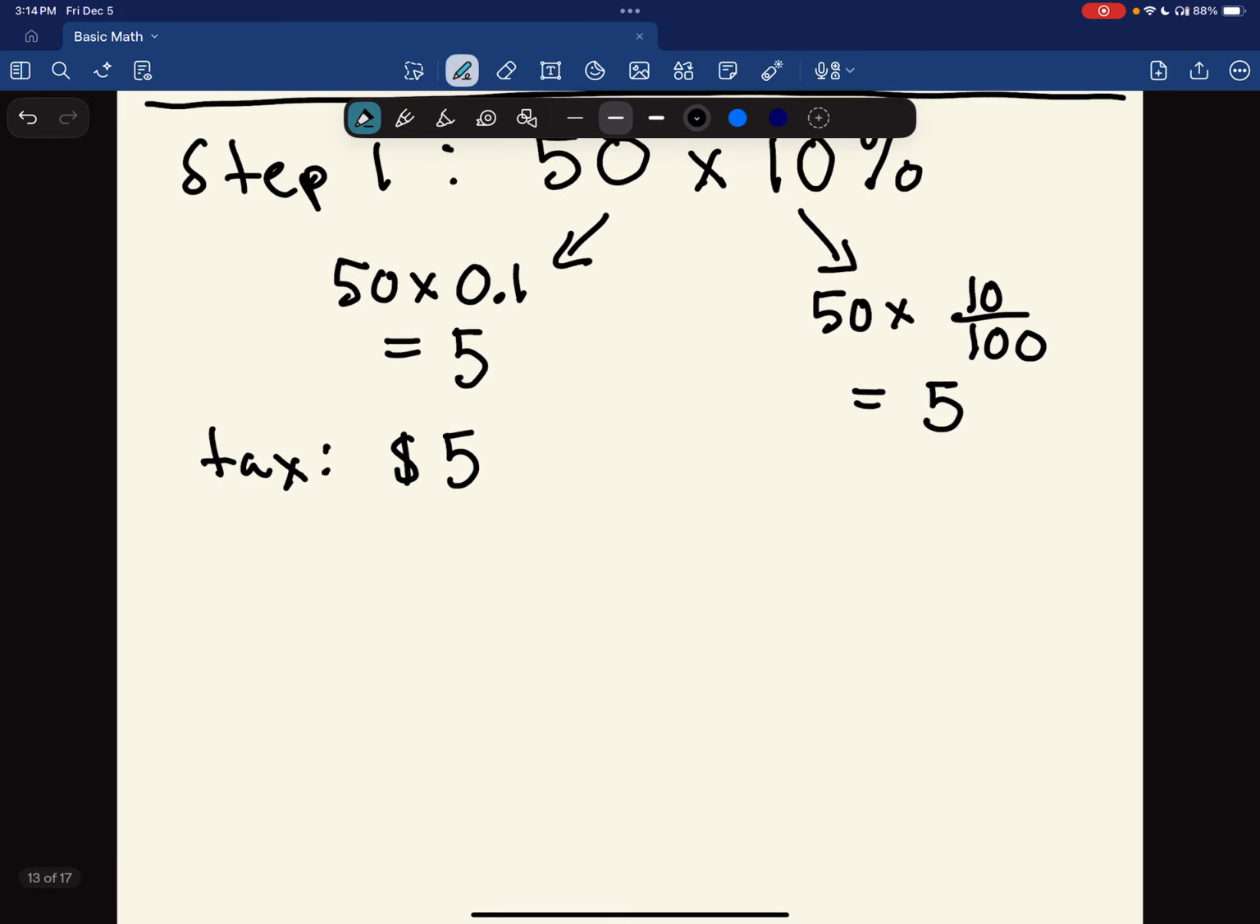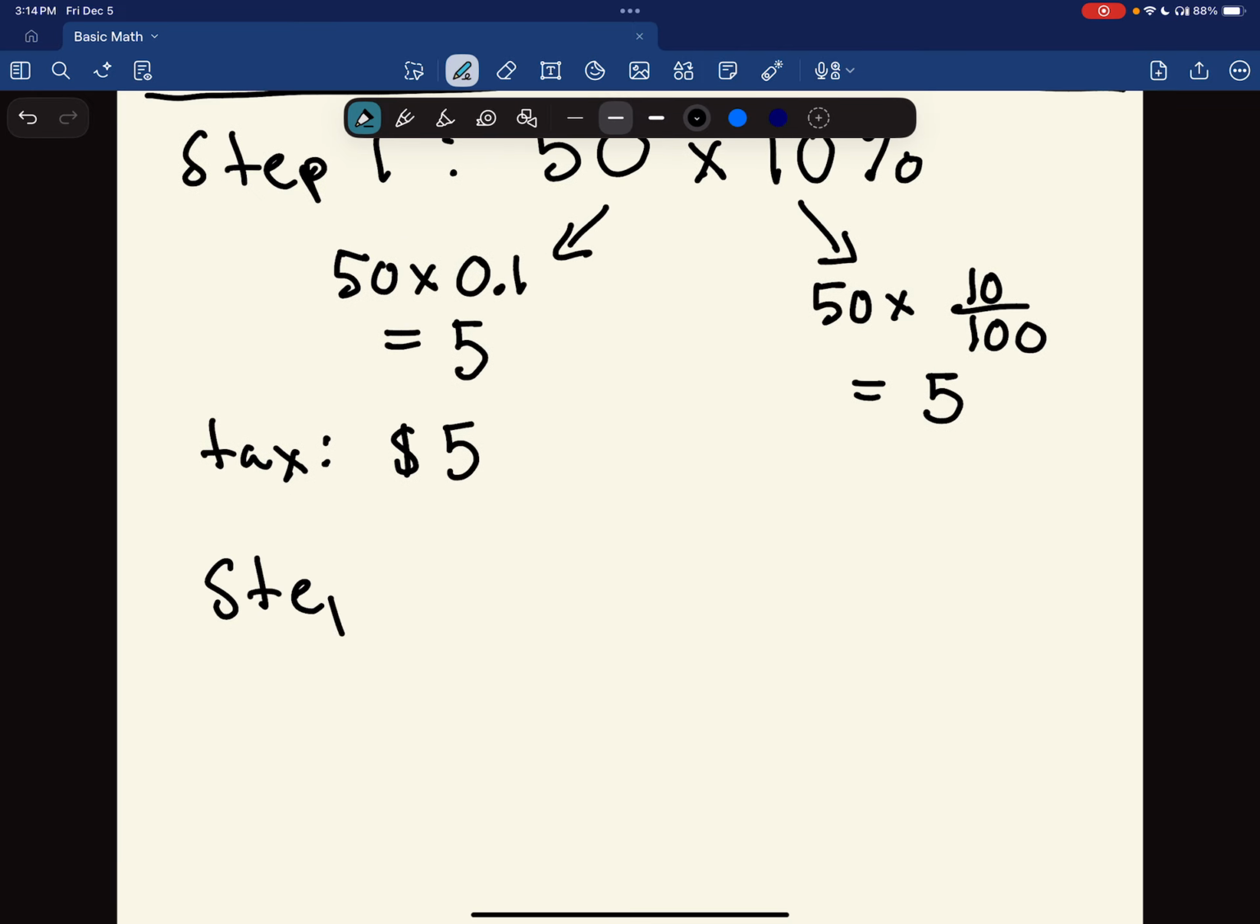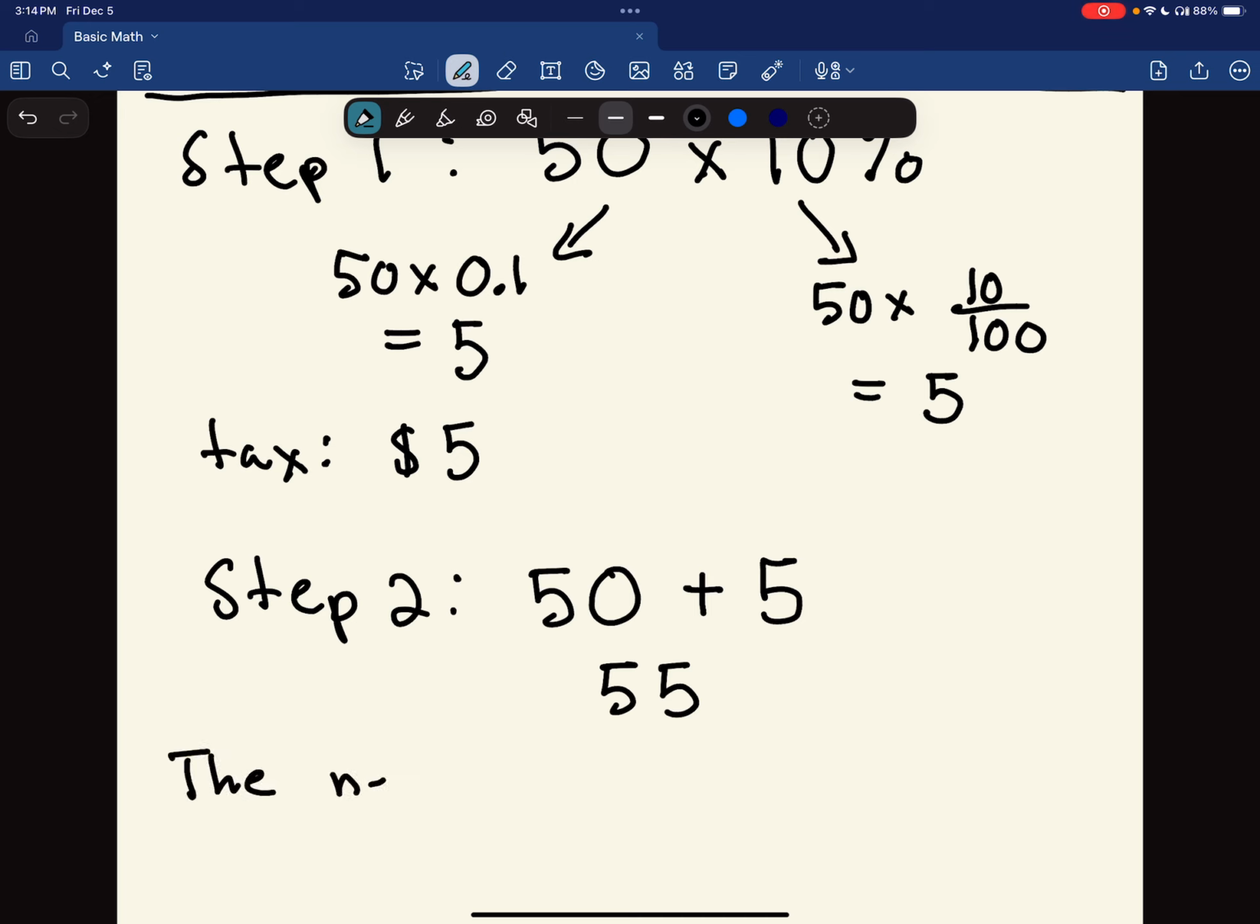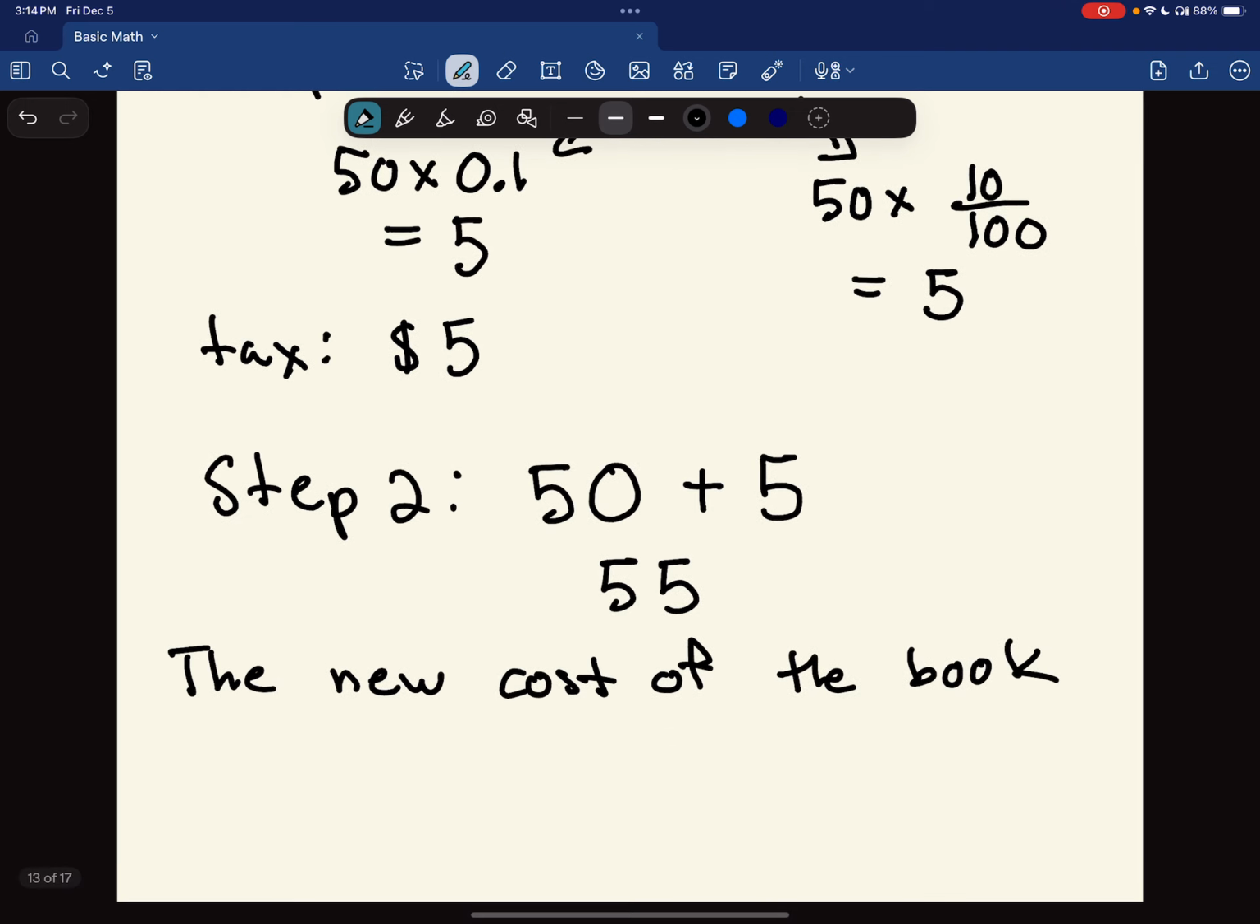Okay, then for step 2, all we need to do is take the original cost of the book, which is $50, and add our $5 tax to that. So 50 plus 5 is 55. So the new cost of the book, or the new total of the book, is $55.